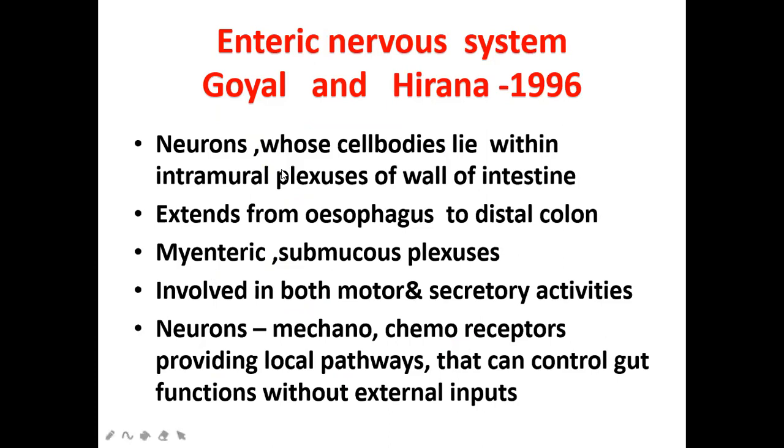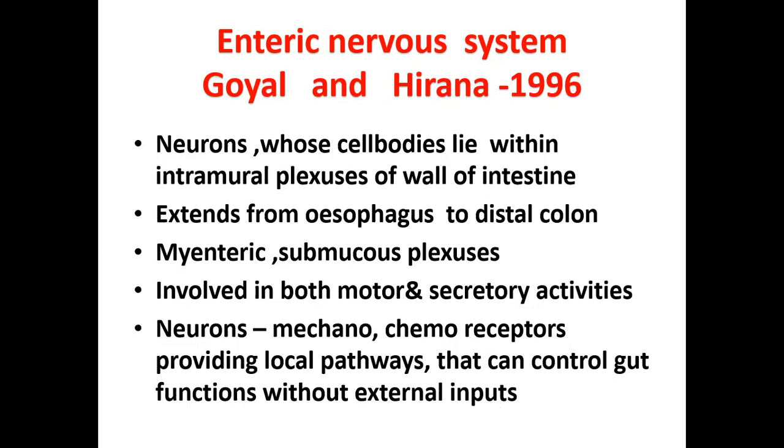And in this, the neurons whose cell bodies lie within the intramural plexus of the wall of the intestine, they extend from the esophagus to the distal colon. These plexuses are called the myenteric plexus and the submucous plexus. They are involved in both motor and secretory activities. They contain mechanoreceptors and chemoreceptors, providing local pathways that can control the GIT functions without external input.